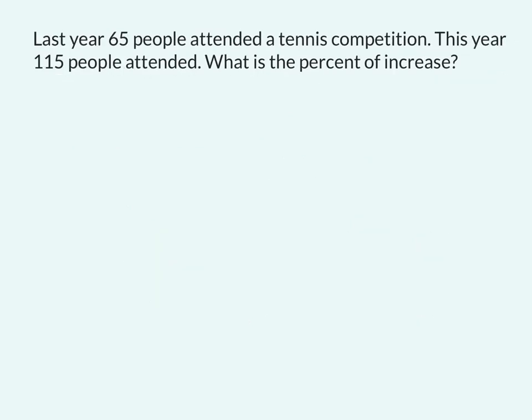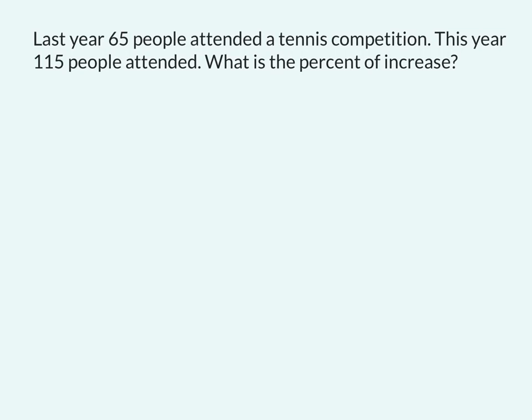Last year, 65 people attended a tennis competition. This year, 115 people attended. What is the percent of increase? We'll use the percent of increase formula again, which is the absolute value of the new minus the original divided by the original times 100.